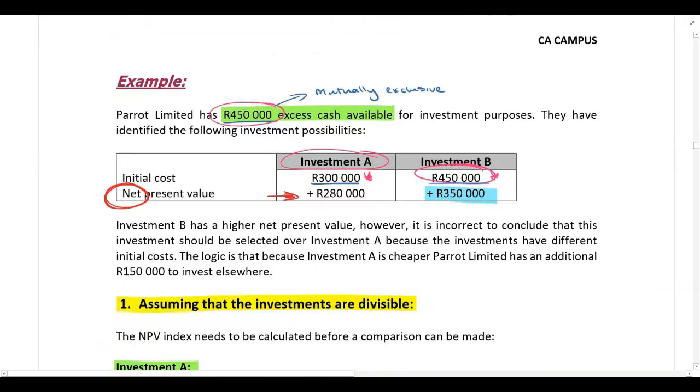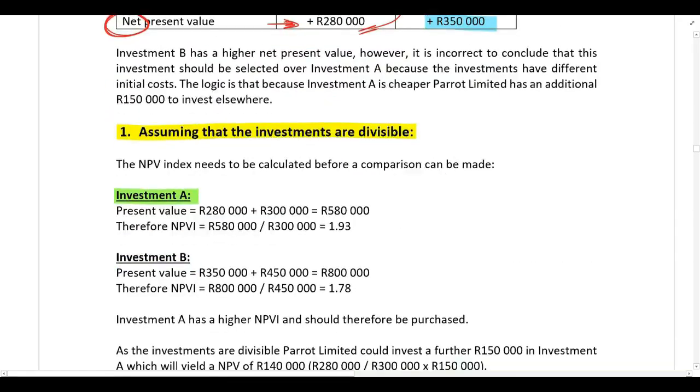So working backwards, how am I going to get the present value for investment A? I'm going to take my net present value and I'm going to add back the investment cost. And if I add back the investment cost, that will leave me with my present value. In order to calculate the NPV index, I take that present value, I divide by the investment cost, and I've got my NPV index. Let's do the same thing for investment B.